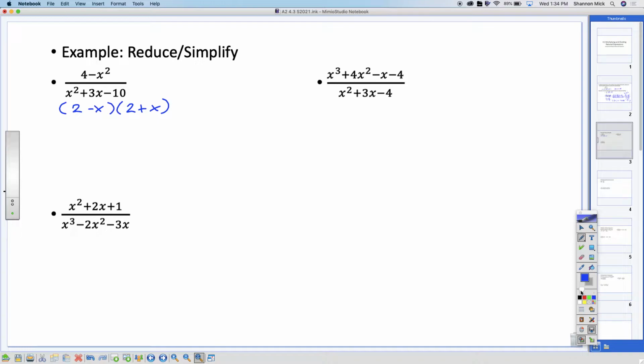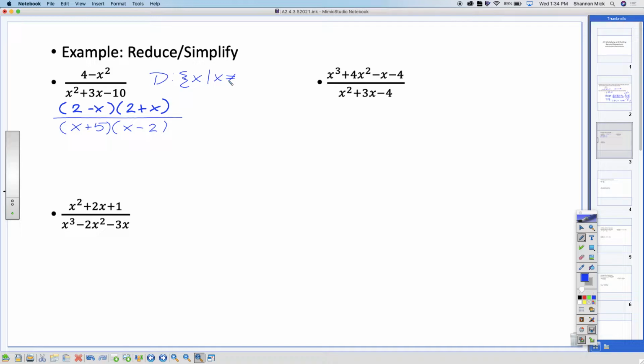Is that better? Okay, now my denominator. Factors of 10 that have a difference of 3: 5 and -2. Okay, so 5 and -2. So at this point, my domain is going to be what? -5 and 2.